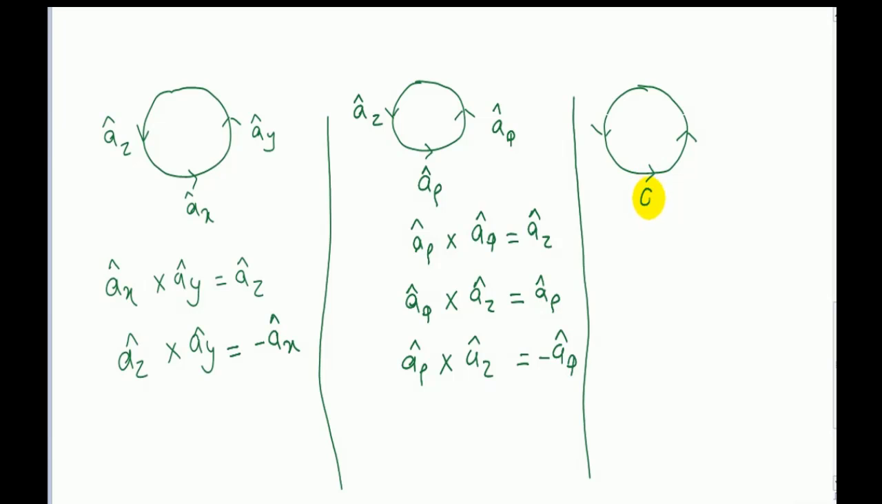Same in the case of the spherical coordinate system also. Here ar, a theta and a phi. If I take ar cap cross a theta, I will get a phi cap, and if I do the opposite, that is in the clockwise direction, a phi cap cross a theta, I will get minus ar cap.